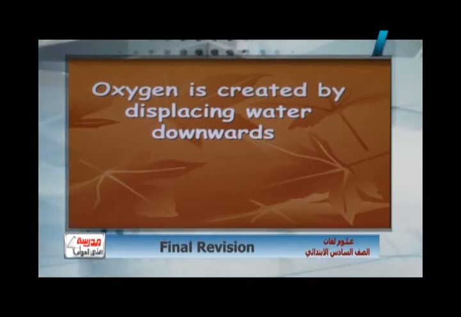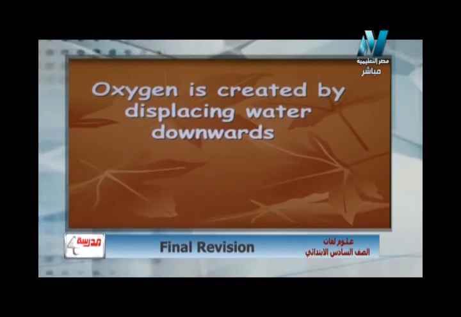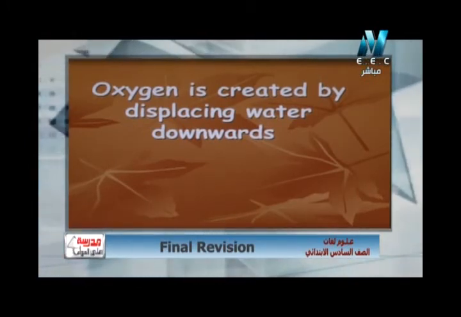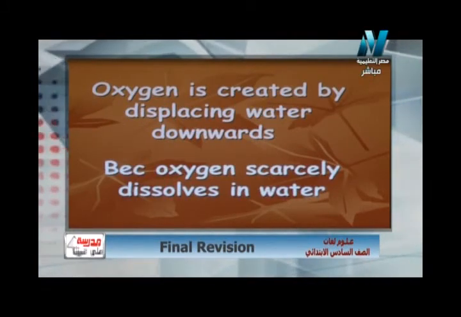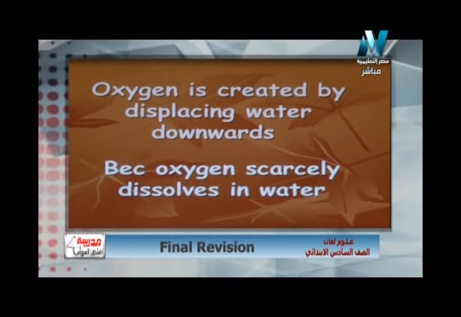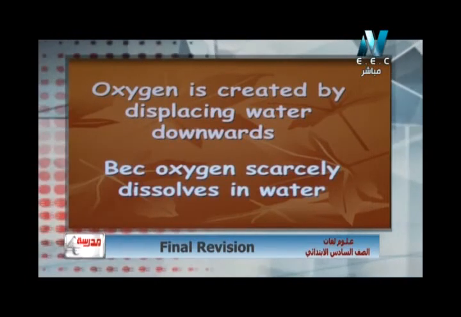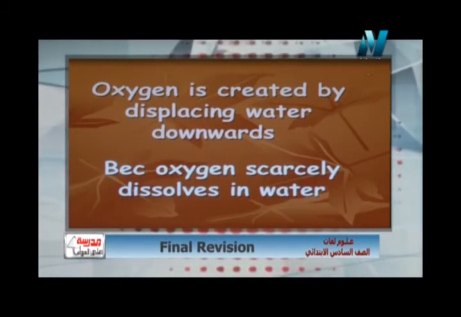Oxygen gas is collected by displacing water downward. ليه بجمع الأكسجين عن طريق إزاحة سفلية للمية؟ I said this question before. سؤال ده مهم قوي واتكرر النهارده أكتر من مرة. Because oxygen scarcely dissolves in water. الأكسجين نادرا ما بيدوب في المية.